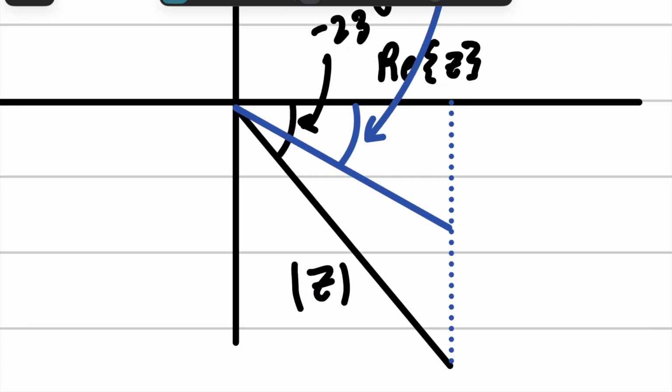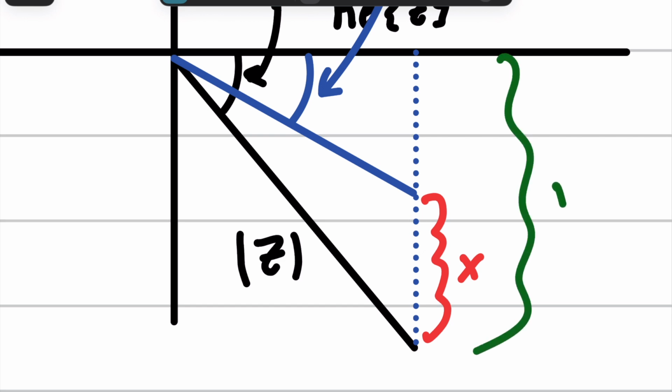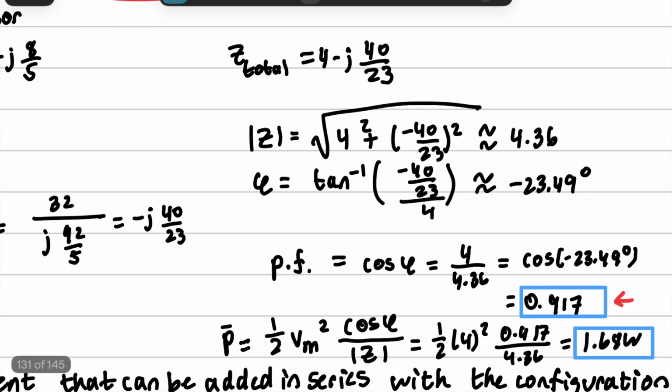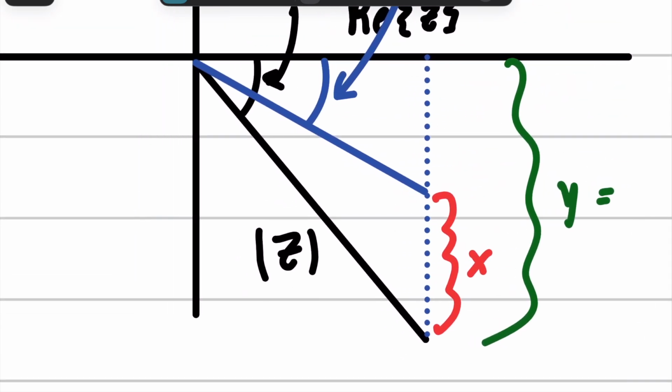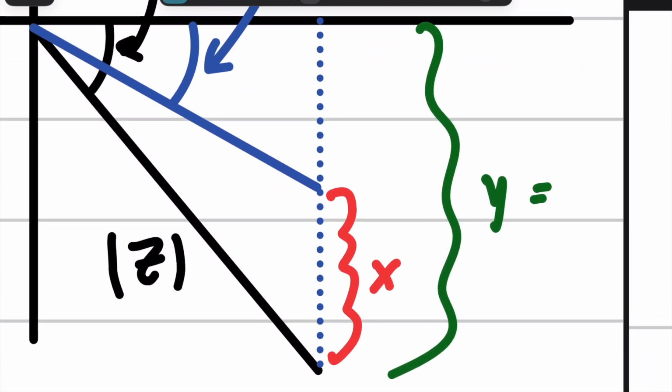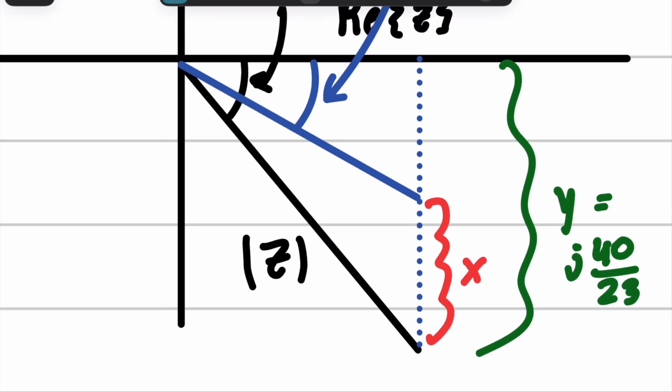And now it becomes a geometry question. We want to find a component such that this portion right here, x, is going to be removed from the total, which is y, right? And this total y is simply the imaginary portion of the Z total. Because we're already down under, I'm just going to say the magnitude, which is j 40 over 23. And so we want to find this.